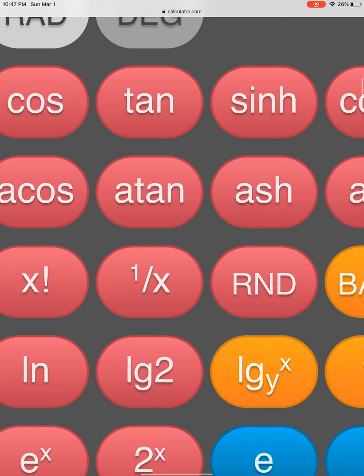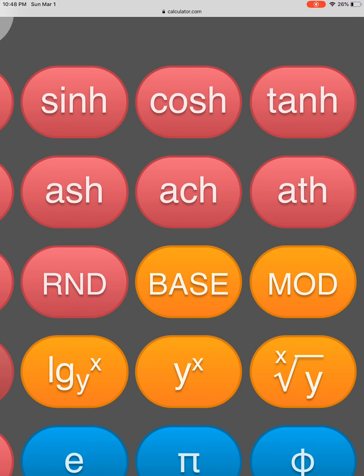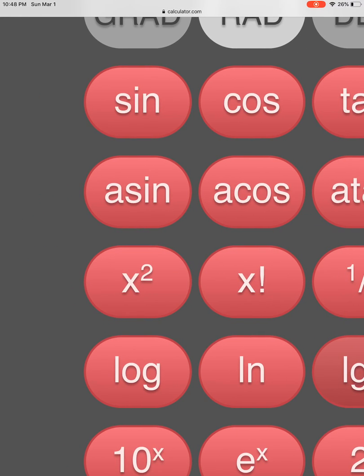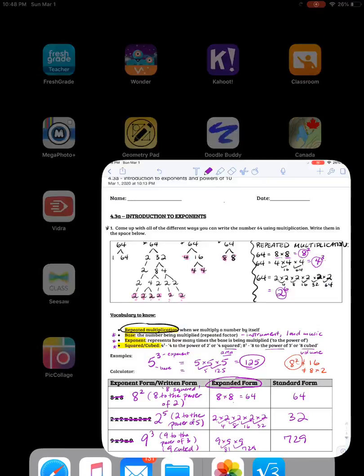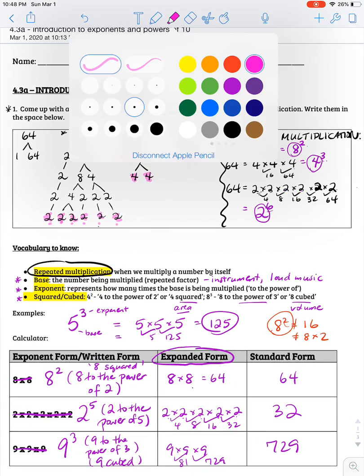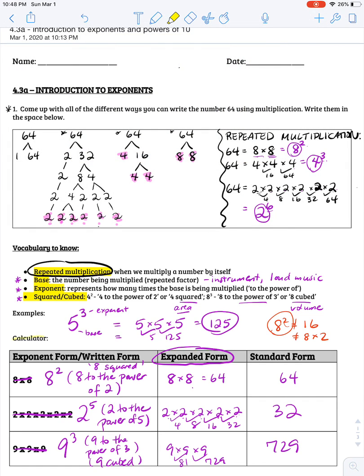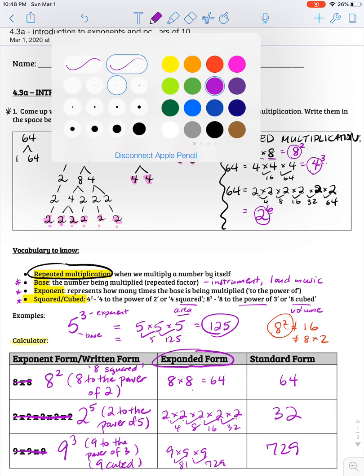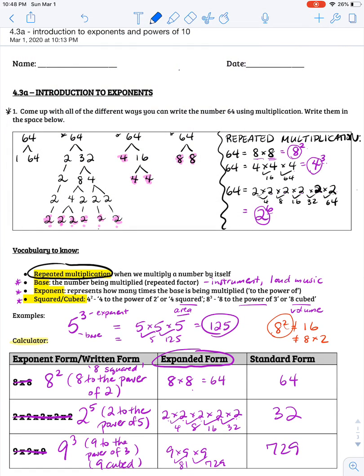The other button on your calculator looks like y to the power of x. So that you can use for any exponent and any exponent form that you want to calculate on your calculator. X squared is only for any base raised to the power of 2. So I'll jot those down on our notes here. On the calculator, you want to look for the y to the power of x button along with x squared.